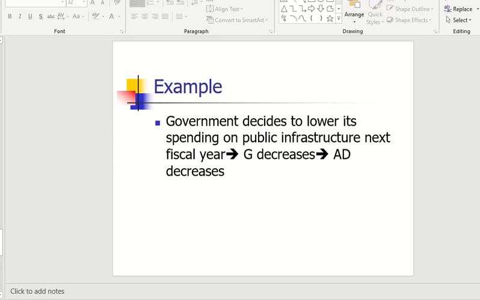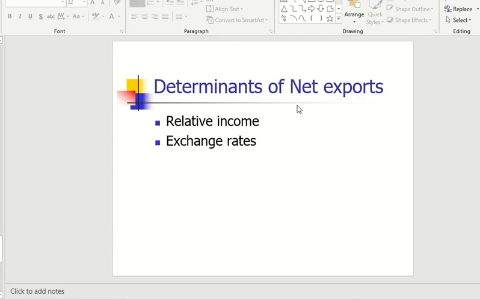All right. The last determinant we are going to talk about is net exports. The last component of aggregate expenditure that we're going to talk about is net exports. We're going to discuss factors that will affect net exports. In other words, we're going to discuss determinants of net exports. Once again, the list can be much longer than what we have here, but we are just going to focus on two. The first is relative income, and the second one is exchange rate.